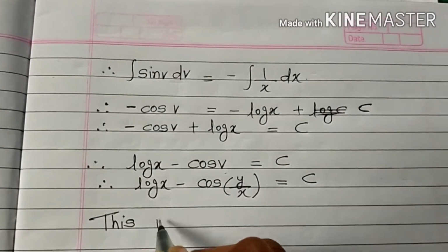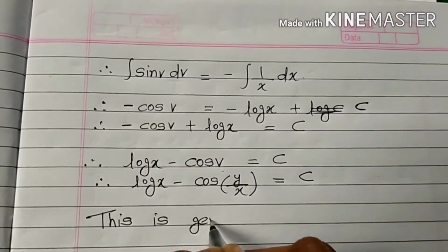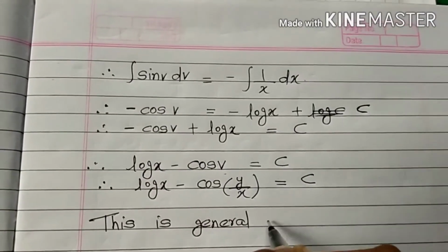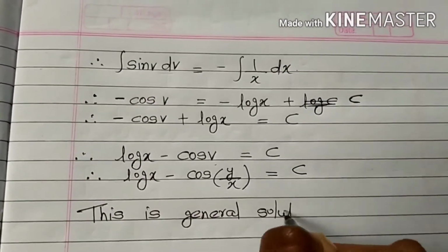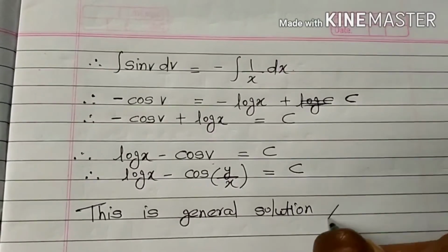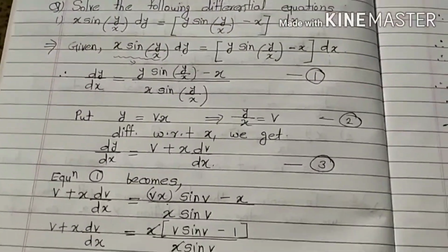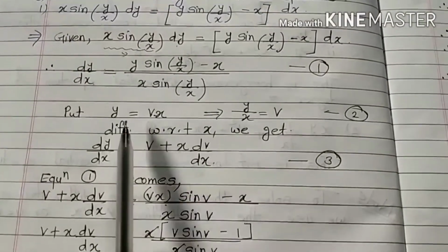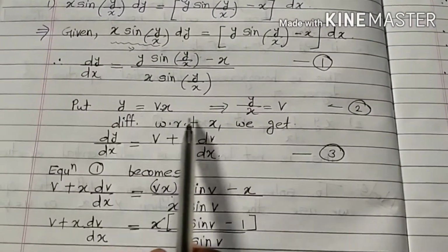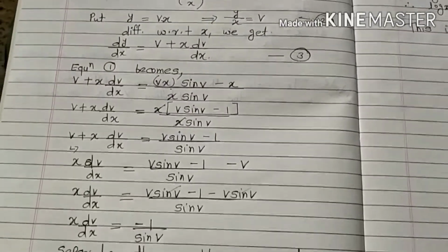So this is our general solution. So hence we are done here. It is a very simple example. You can observe that by putting the substitution y is equal to vx, we solved this example.